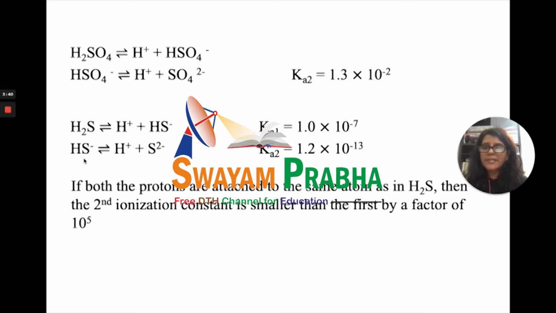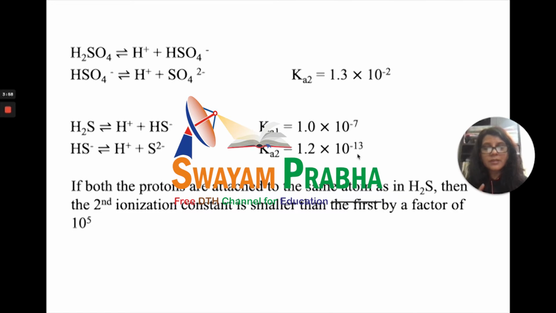In the case of H2S, H2S ionizes as H plus and HS minus. In the second step, HS minus ionizes to give you H plus and S2 minus. Now just see the values of Ka1 and Ka2. In the case of H2S, which is a weak acid, the first Ka1 is 10 to the power minus 7, whereas the second one is of the order of 10 to the power minus 13.